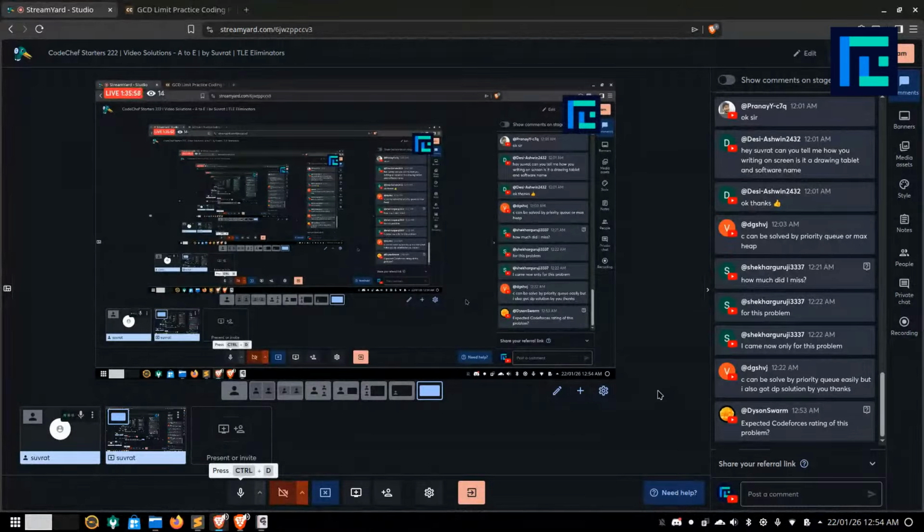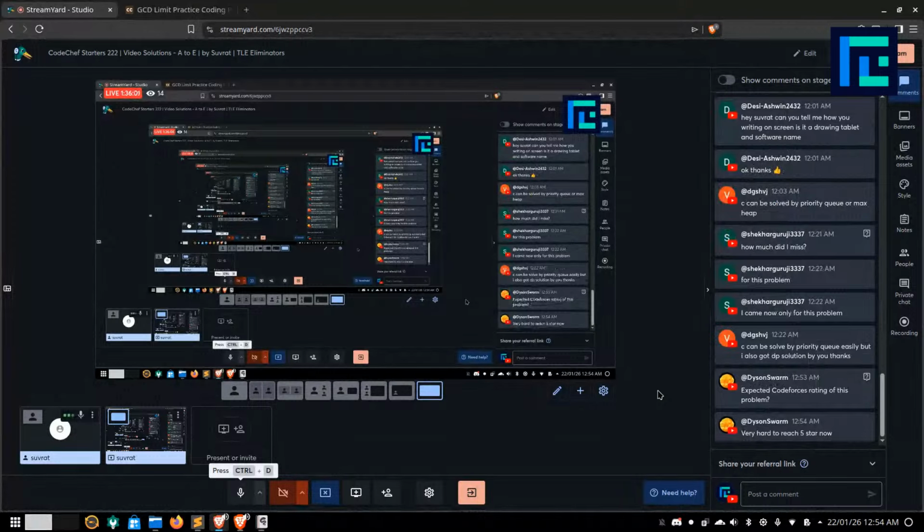It's very hard to reach 5 star now. It's a little more difficult to increase rating in CodeChef because CodeChef doesn't allow huge changes to your rating. In CF you can get huge deltas, but in CodeChef after the first few contests, it's quite hard to get huge deltas. So yeah, it's hard.